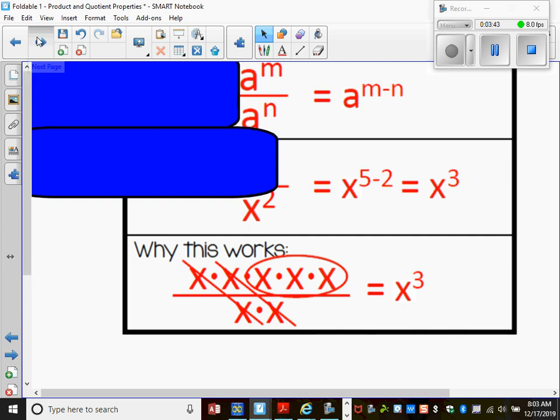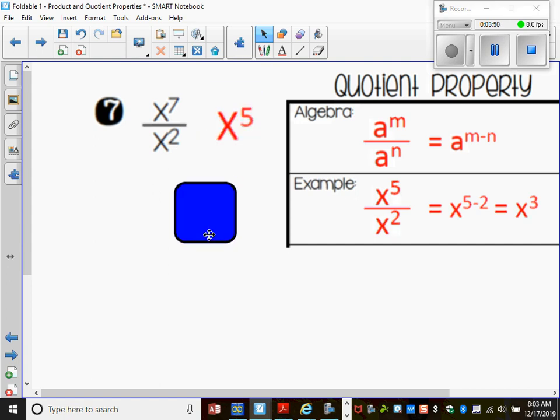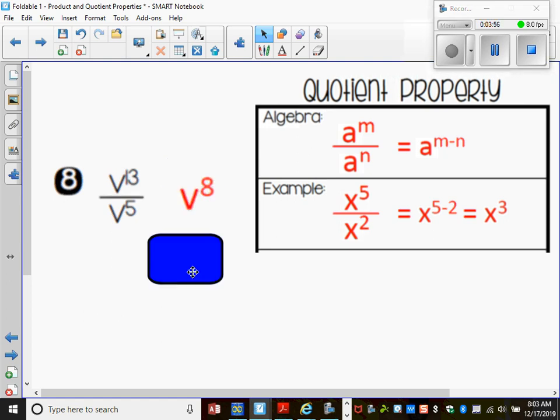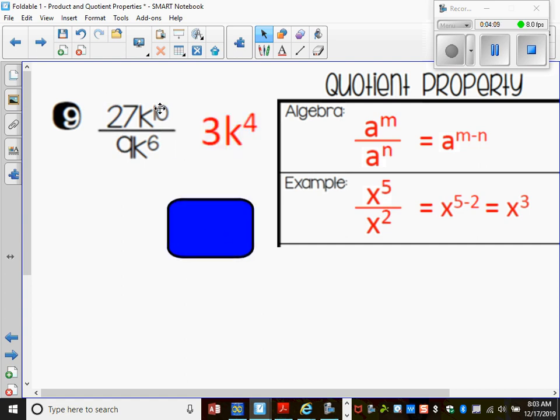Okay. All right, so here we go. Same base, subtract. Okay, you get x to the 5th. Same base, you subtract. So that gives you v to the 8th. All right, now you can divide with numbers like we normally do. So 27 divided by 9 is 3. Then subtract your exponents, and you get 4.